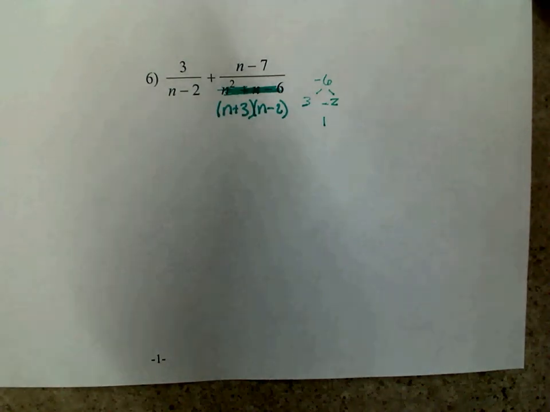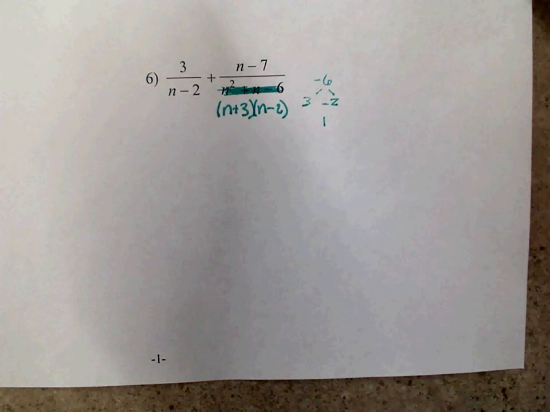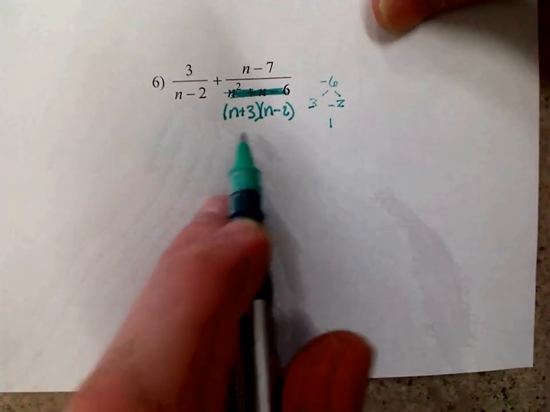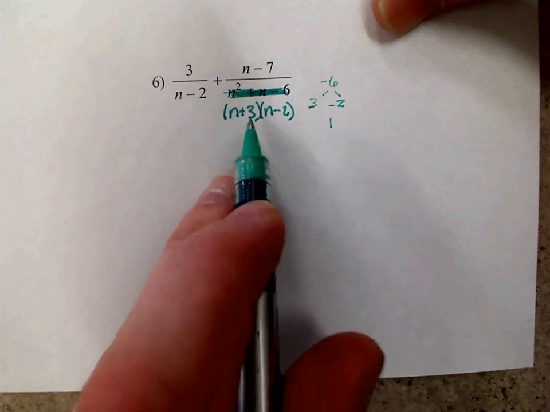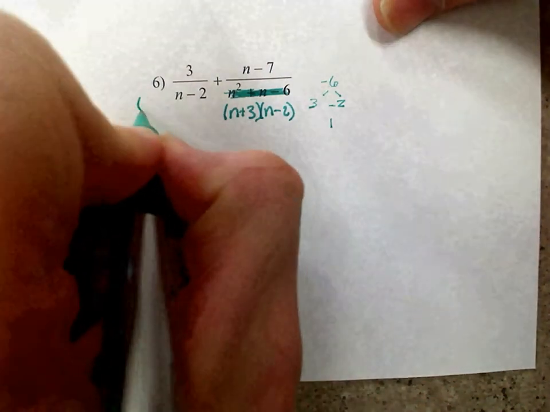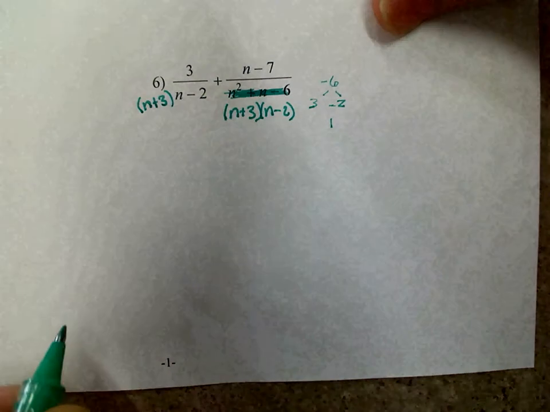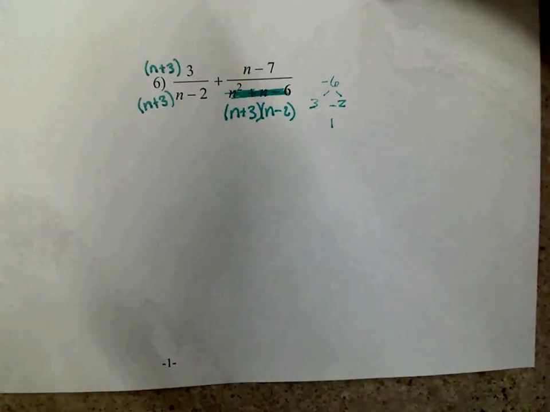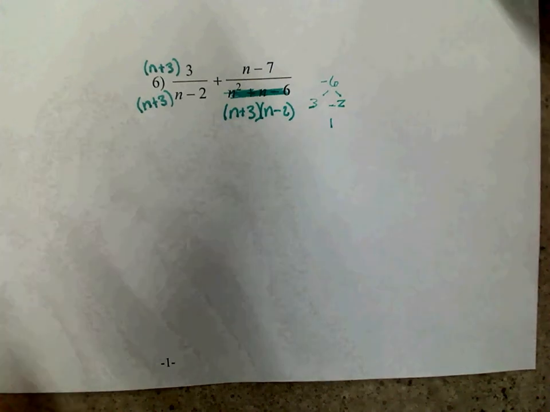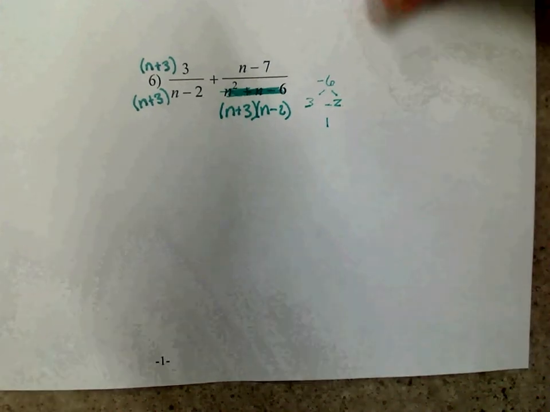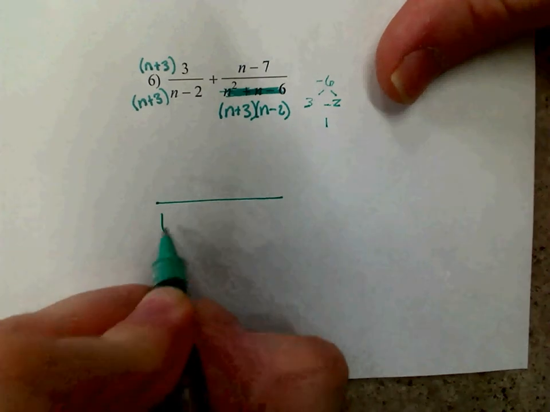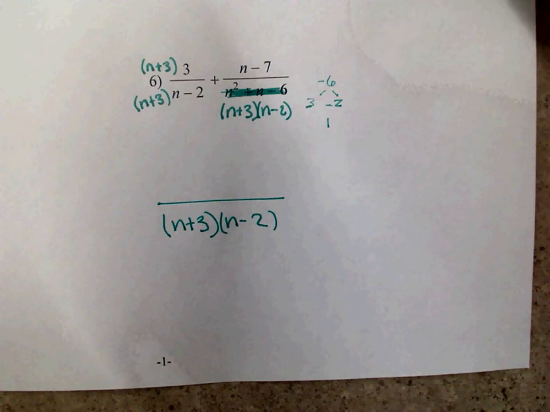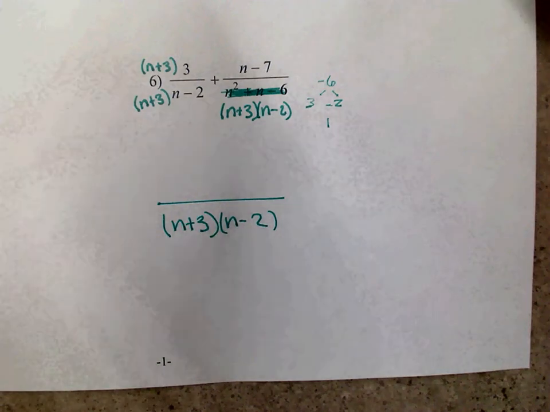Now, in doing so, looking at both denominators, I need them to be the same. They both have an n minus 2 already, so half the work is already done. I just need to get the n plus 3 over there on the left side. So I'm going to multiply the left side by n plus 3, and you can't multiply the bottom without multiplying the top or it changes the fraction. So multiplying the top and the bottom by n plus 3 means I'm halfway done. My denominator from this point forward does not change. It is n plus 3 times n minus 2.